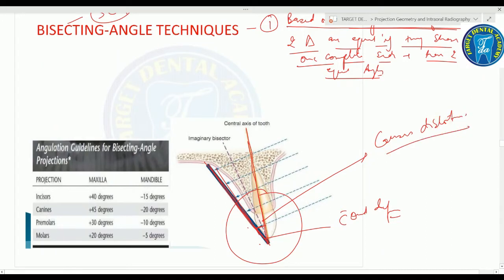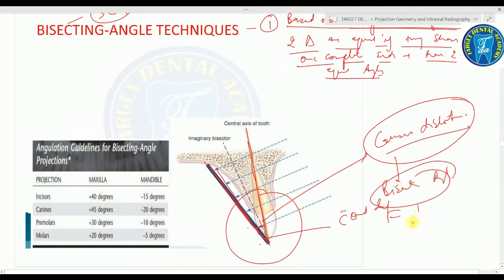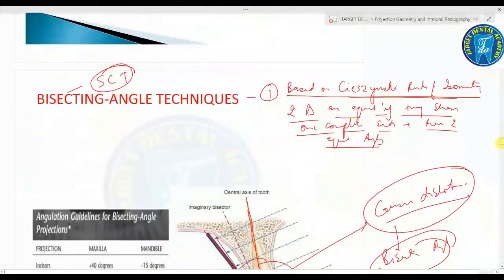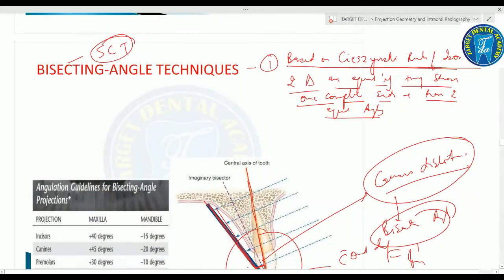Please write it down. Very important and commonly asked question: distortion of the image is more commonly seen in the bisecting angle technique than in the paralleling. If a question comes, distortion of the image is more commonly seen in which of the following techniques, your answer should be bisecting angle technique. Fine. Now there are two more points.